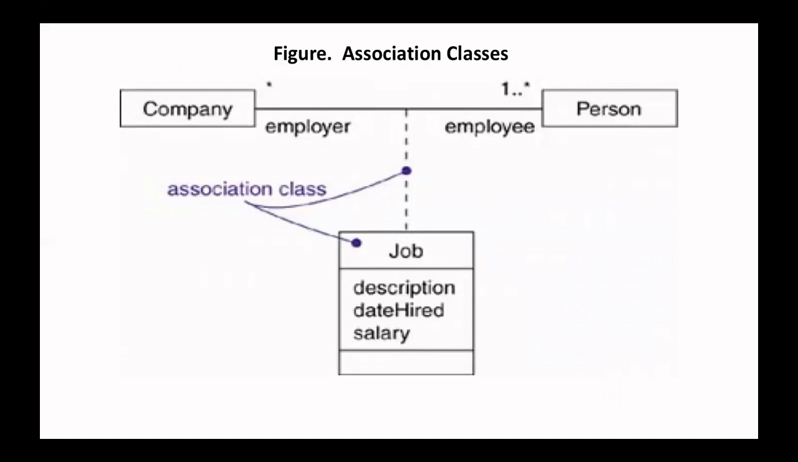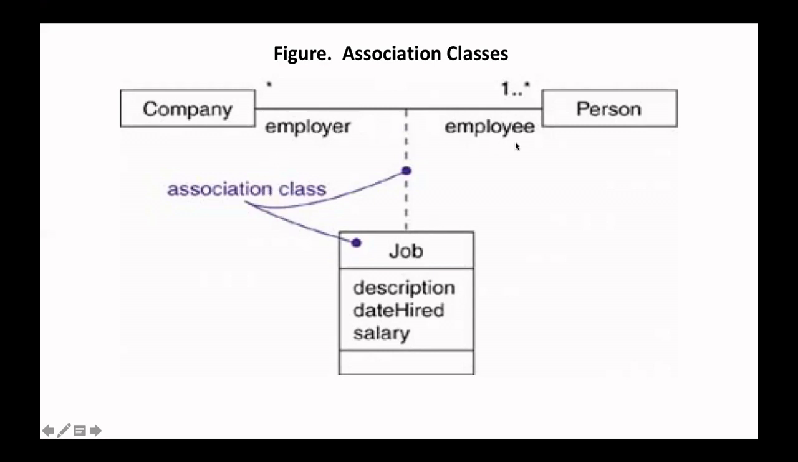Association classes, here is the example, and I will explain more about association. Here, the association is between company and person.